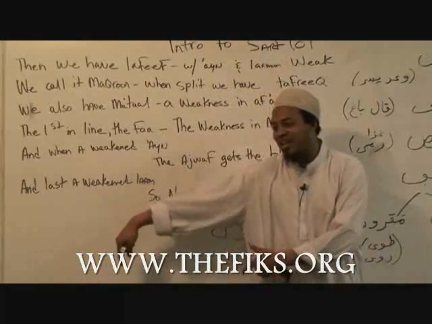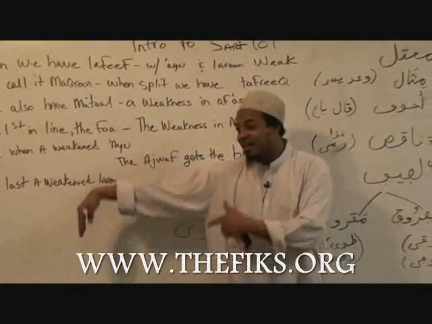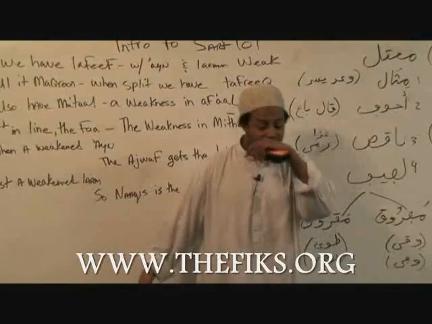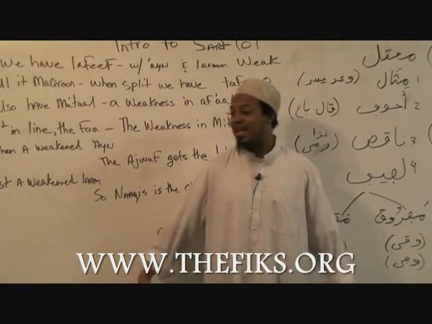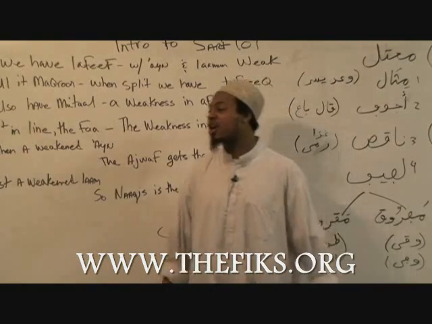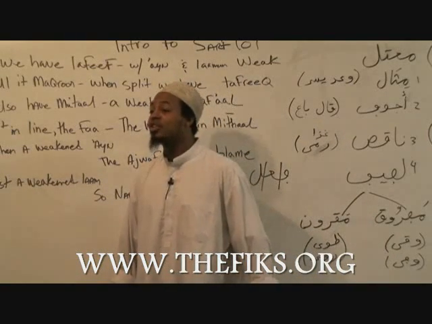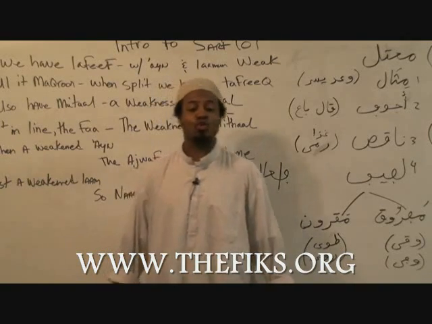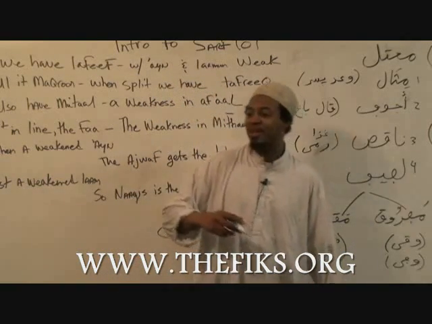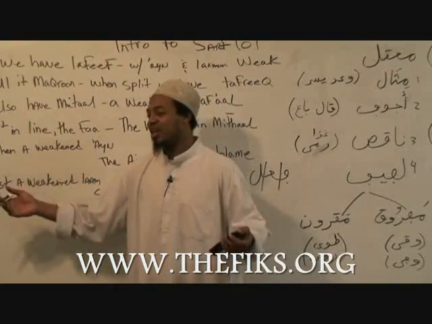If the two weak letters are next to each other at the end, the ain and the lam, then that letter is considered maqroon, because they're right next to each other. Qarana. The word qarana has been Englishized to say corner. Qarana is the English word corner. They took the Arabic word and anglicized it.